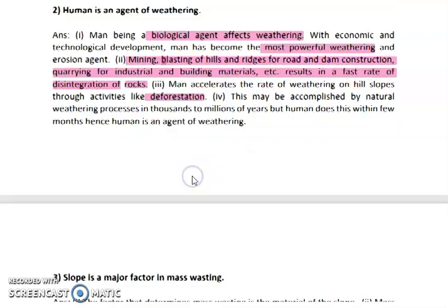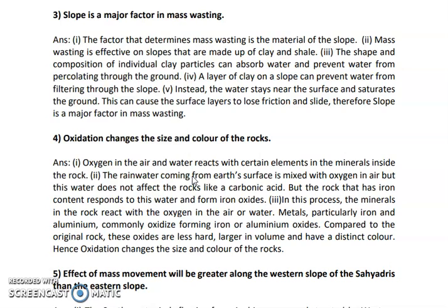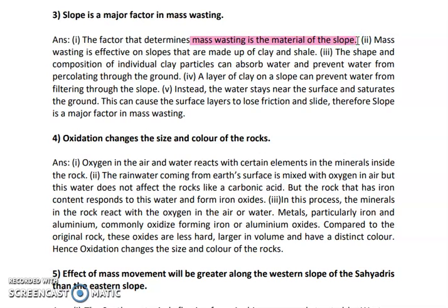Okay. Now let us move further for question number 3. Slope is a major factor in mass wasting. Now we all know that there is a slope, and without a slope mass wasting cannot occur. Okay, you require a slope. Now, the slopes are made up of clay and shale. The composition of individual clay particles can absorb water. Now, when this water is absorbed by clay, it is prevented from percolating inside the ground. Okay, the clay does not allow the water to percolate inside the ground.